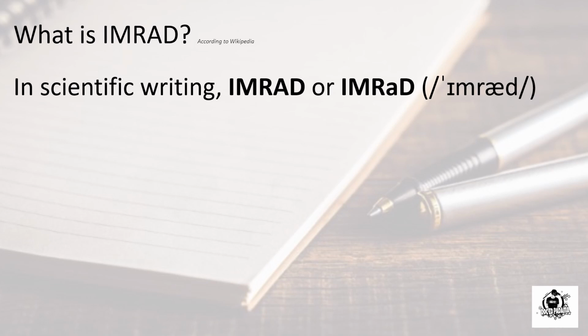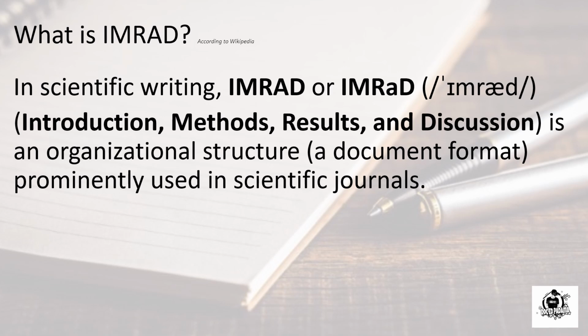Okay, let us answer the fundamental question first. What is IMRAD? In scientific writing, IMRAD with capital A or IMRaD with small letter a is an organizational structure prominently used particularly in scientific journals. So IMRAD is the acronym for Introduction, Methods, Results, and Discussion.